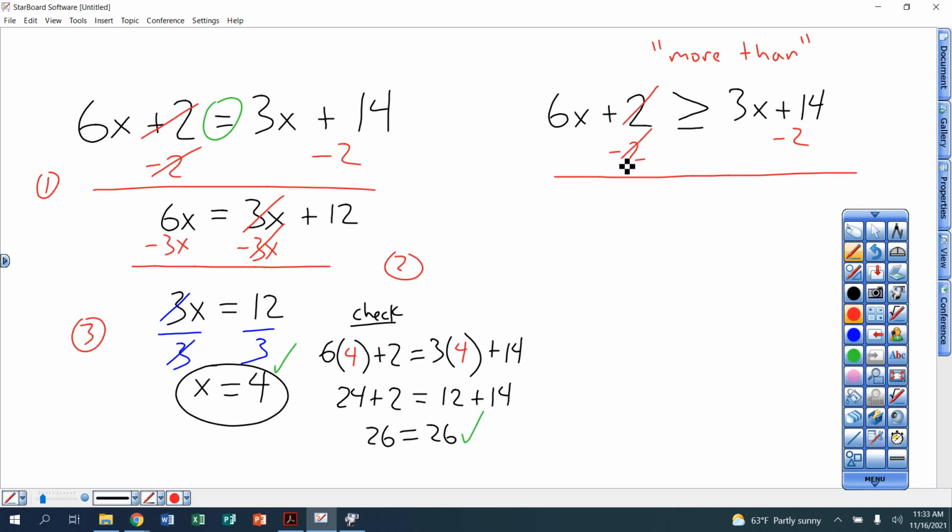So start on the left. Get rid of the plain number on the left. Go to the right. Make sure you bring down this inequality the way it is. Go to the right. Get rid of the x term on the right. And then go back to the left and divide.